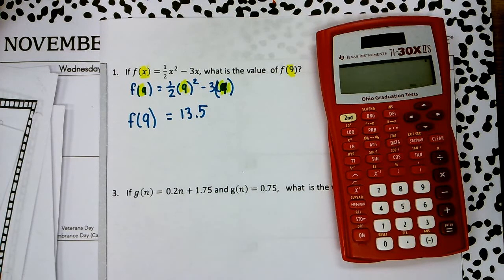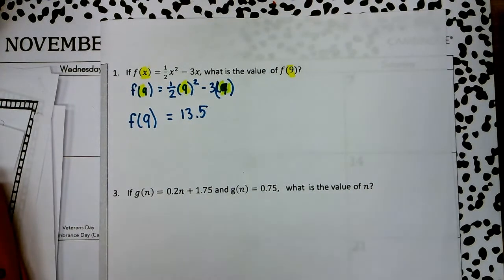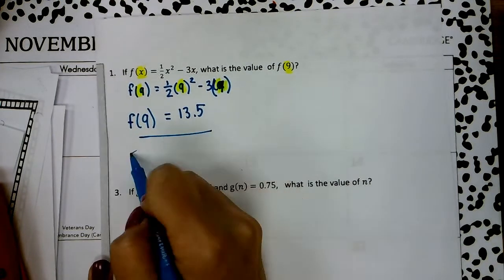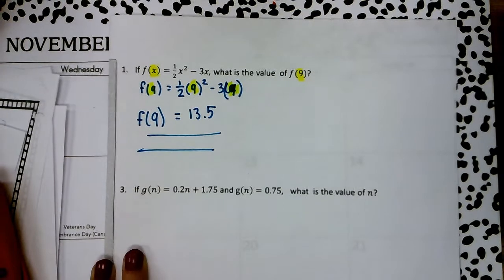Now you don't want to panic here just because you got a decimal for your answer. That's okay, it is correct. You substituted 9 in for x, you evaluated, and you got an answer of 13.5. So this says when we take 9 and put it into our function f, the output is 13.5.